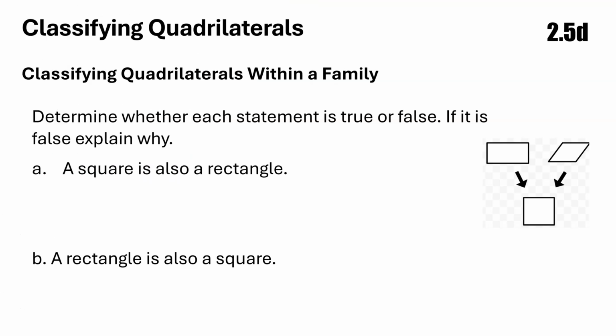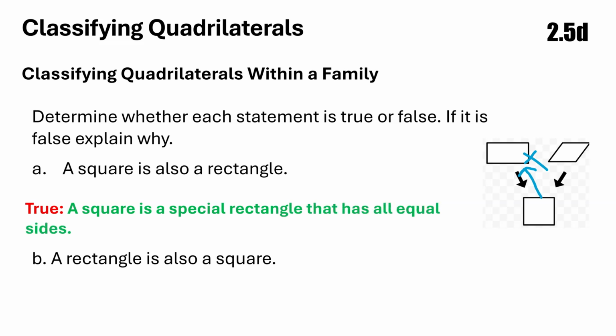This problem asks to determine whether each statement is true or false. If it is false, explain why. The diagram to the right shows that a square is a rectangle. Part A is true because a square is a special rectangle that has all equal sides. However, Part B is false because a rectangle can sometimes be a square.